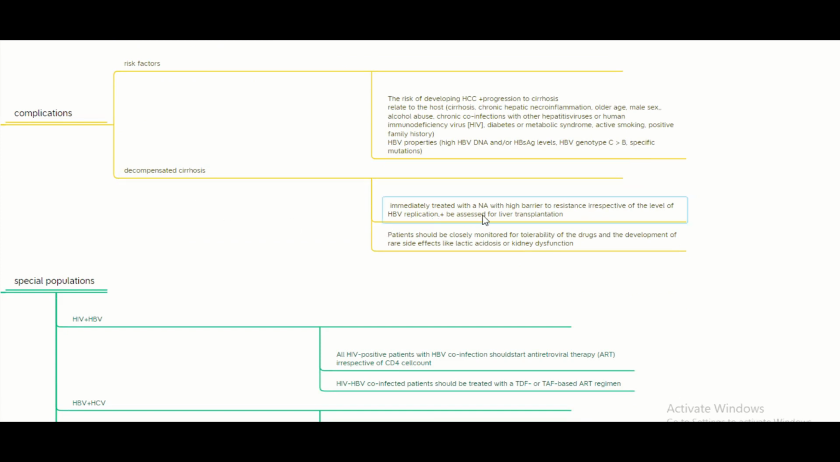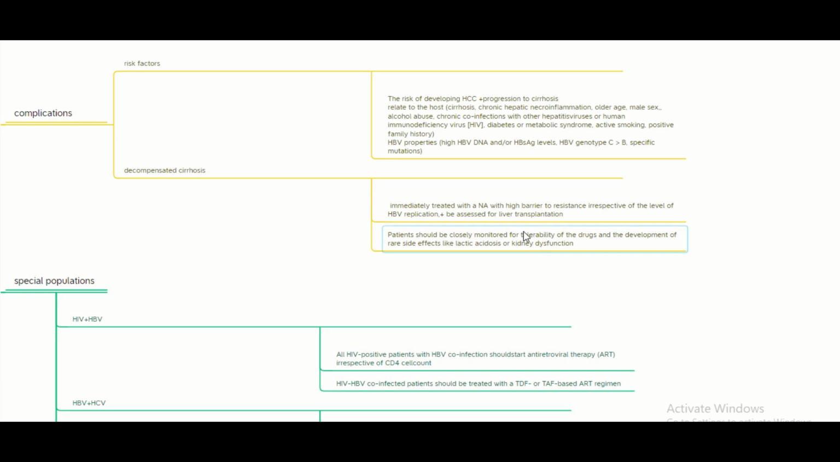Then we have cirrhosis, and especially decompensated cirrhosis. In patients with decompensated cirrhosis, we directly start our NA. It doesn't matter if the patient is treatment naive or treatment experienced, we always start NA with high barrier to resistance. And we have to assess him for liver transplantation because cirrhosis is an end-stage disease of the liver.